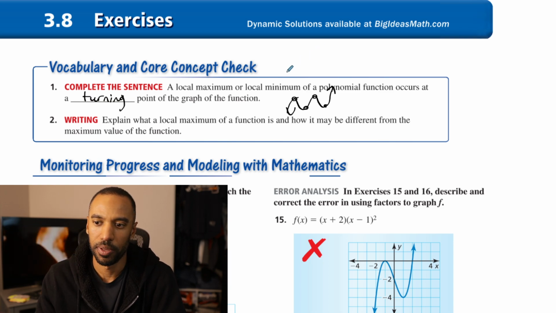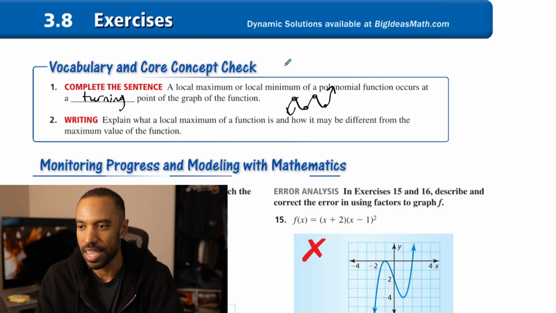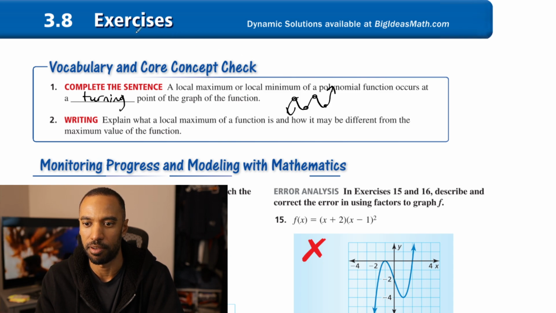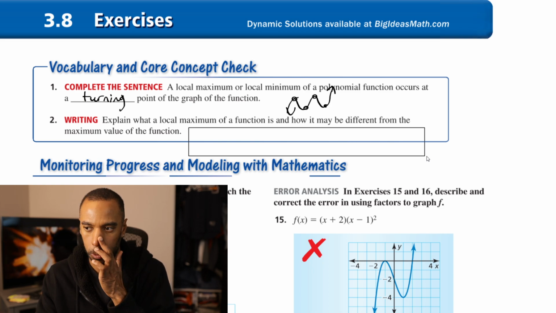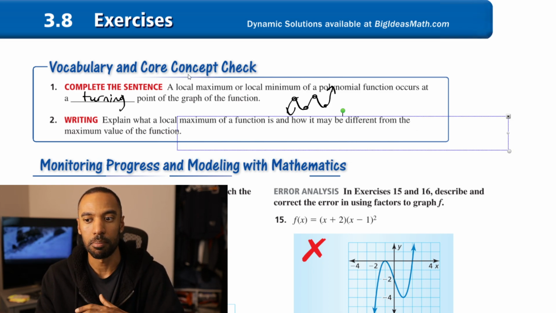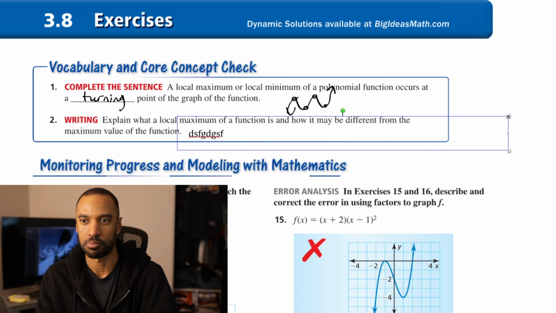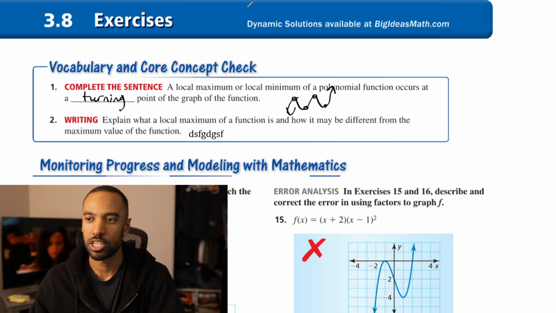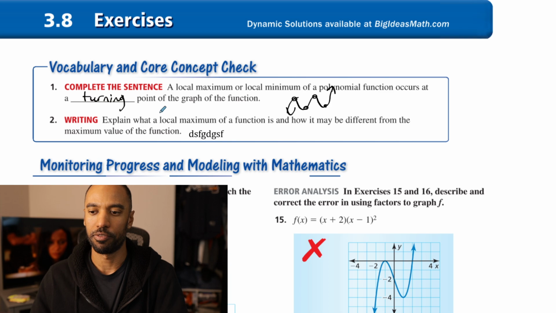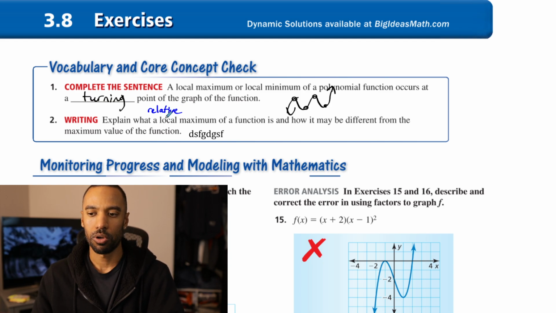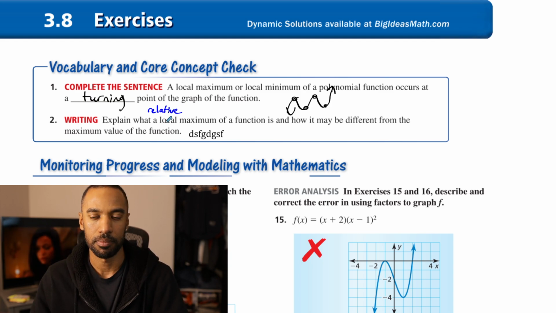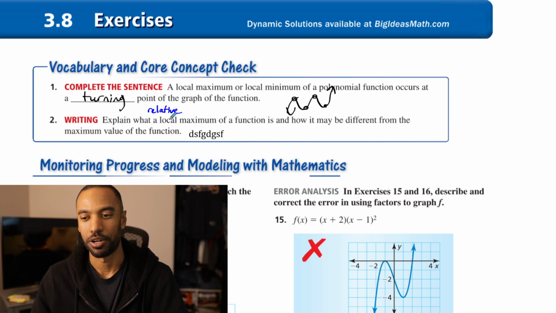Number 2, explain what a local max of a function is and how it may be different from the maximum value of a function. Yeah, we have referred to maxes before. This time I called them absolute maxes. And by the way, because some books treat some things differently than others, let me just type something to have it there in place. Local maximum is also known, if you look it up or see it in other books or websites, as a relative maximum. Same with local min and relative min. So local and relative are both the same adjective for this noun right here, okay?